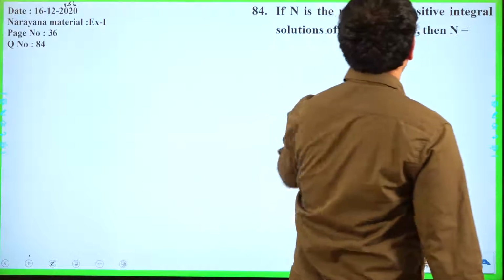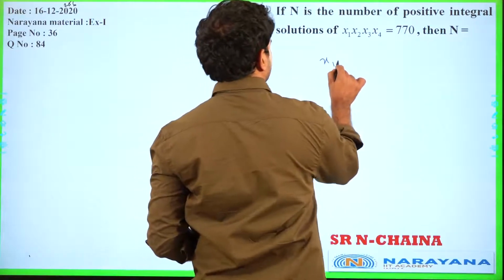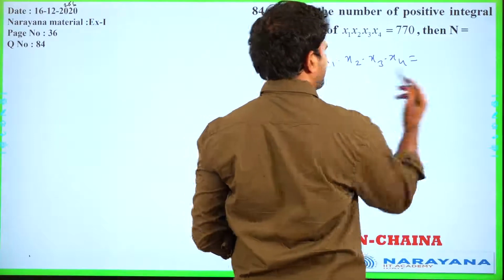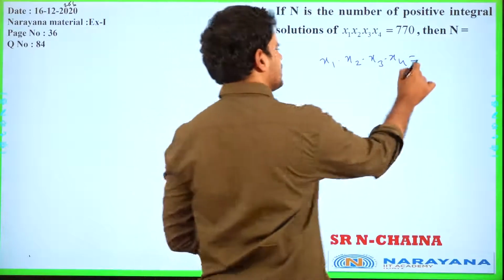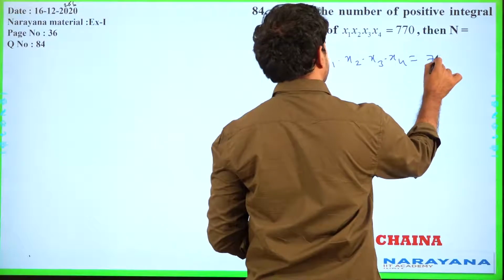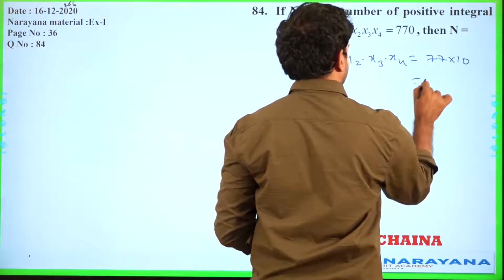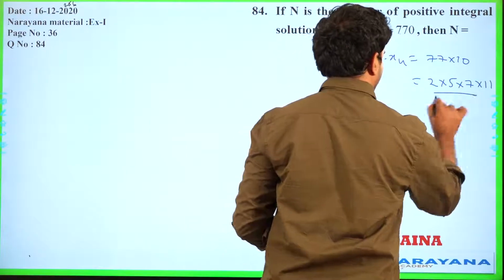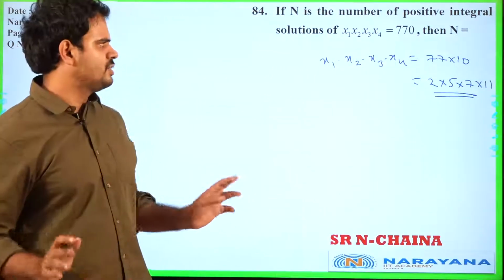The number of positive integral solutions x1 into x2 into x3 into x4 is equal to 770. How can I write it? I can write it as 77 into 10, which is 2 into 5 into 7 into 11. Till here we are fine. 2 into 7 into 5 into 11. Okay, good, happy.